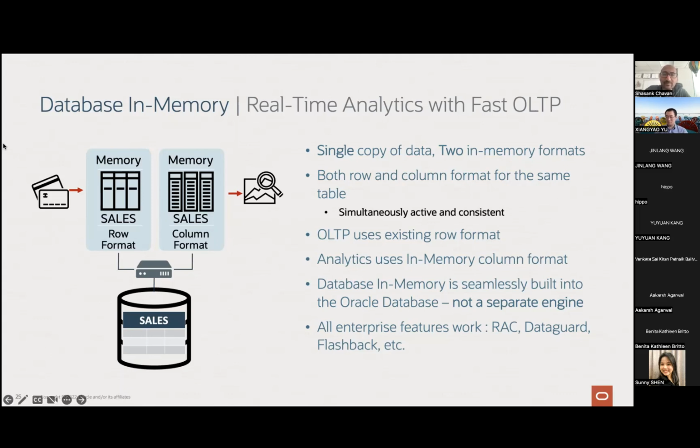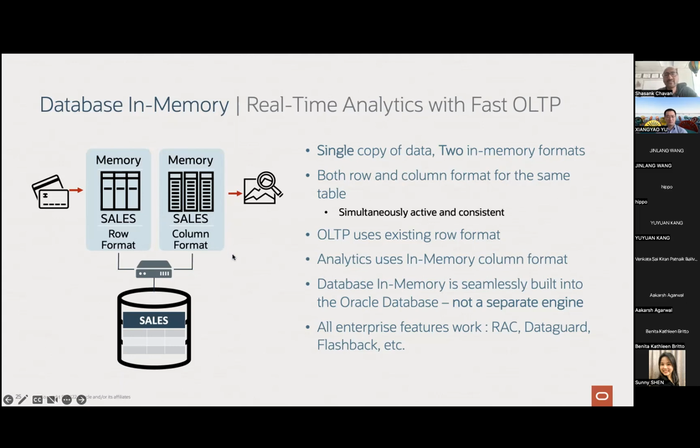If you see in this picture, here's your row store, this is your column store. The data is a single copy of data sitting on disk. Your sales table is sitting right over here. And the optimizer then makes a decision: should I go through the row store or should I go through the column store based off of the query that's running? This is not a separate engine that we plugged in. This is natively built into the data engine.